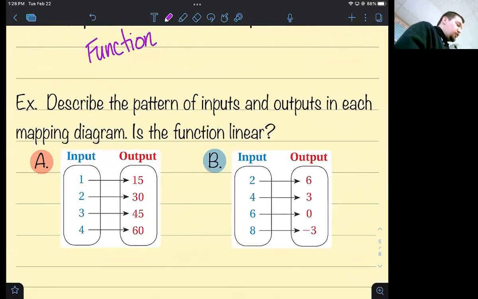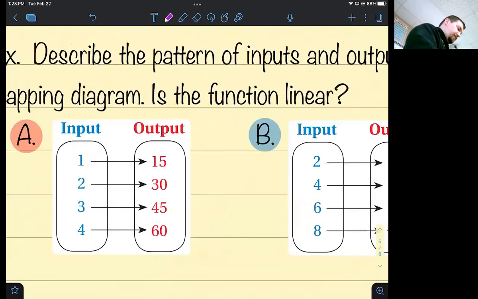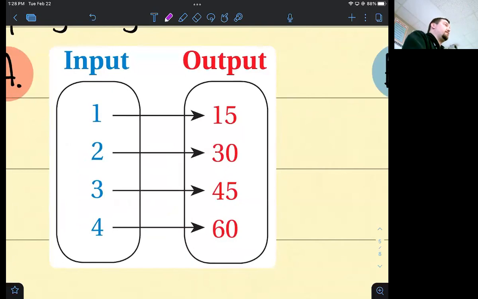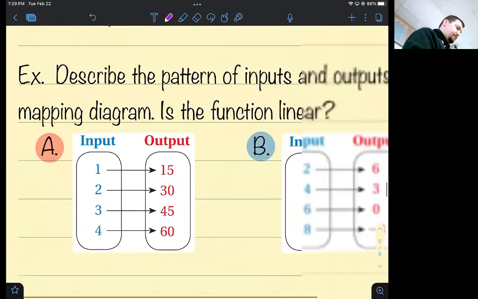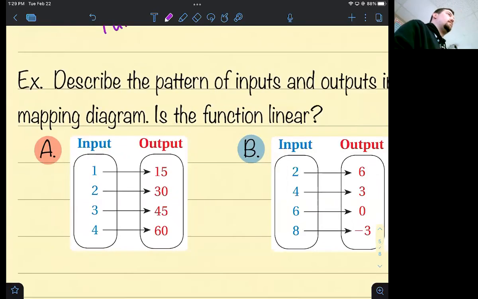Next example. Describe the pattern of inputs and outputs for each mapping diagram. Is the function linear? First of all, is this a function? This one is a function. Next question, is it a linear function? Jimmy, you're nodding. How can you tell it's a linear function? Okay, that's a good point. Now, that doesn't mean that it's linear on its own, but it's not the only thing that you would have to check for.